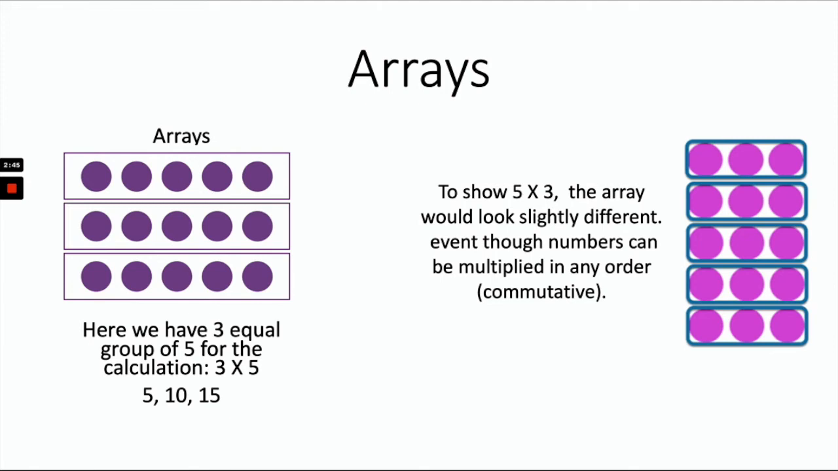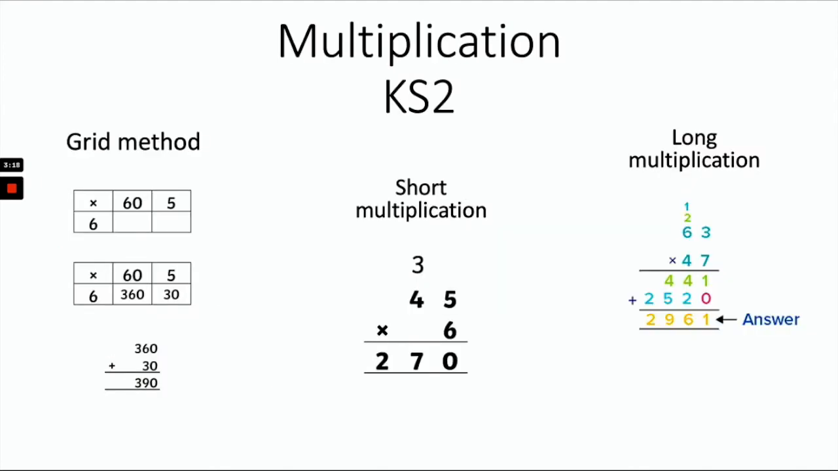Now arrays can also show multiplication is commutative. If we were to turn the array round, we can see that we could also have 5 equal groups with 3 in each. So this way the children will be encouraged to count in threes. 3, 6, 9, 12, 15. Here the children will be able to understand that multiplication is commutative, meaning that numbers can be multiplied in any order. So now we're going to explore some Key Stage 2 methods that include grid method, short multiplication and long multiplication.